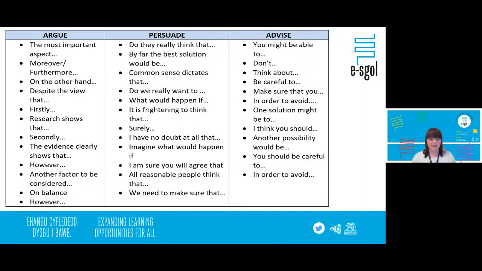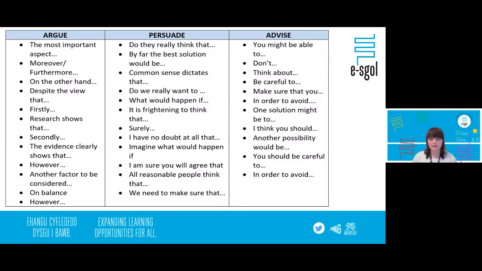What we've got then, okay, are sentence stems or sentence starters that will hopefully help you to organise or structure your answers in section B more effectively or more efficiently. So you've got the argue, persuade, and advise here. So the argue here is, you've got things like the most important aspect. So trying to show your strengths, making sure that you're writing with quite a definitive, confident tone, that you're assured in the points that you are making.